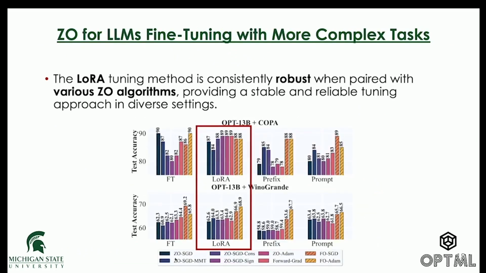And if we move to more complex tasks, if we compare these different fine-tuning methods, it seems that LoRA typically behaves robustly when integrated with the zero-order optimization method to fine-tune large language models. For example, in this OPT 13 billion model on two downstream tasks, COPA and Winogrande, LoRA behaves very stably using these different zero-order methods compared to the first-order methods. And for the full fine-tuning method, as you can see, the performance varies based on what method you use in the zero-order optimization context. Right.